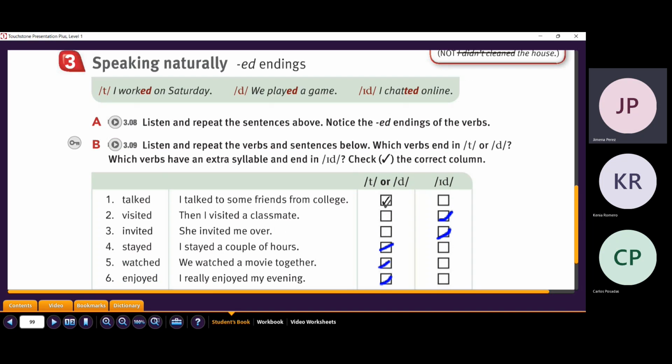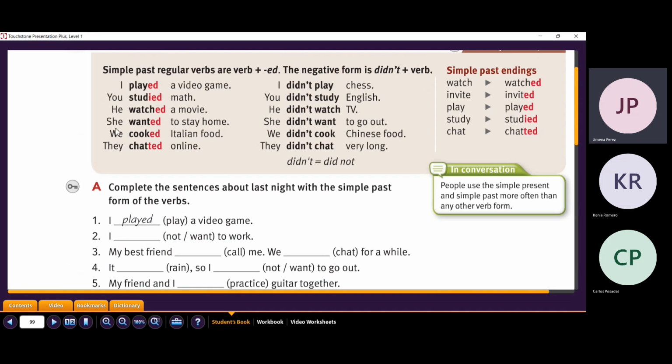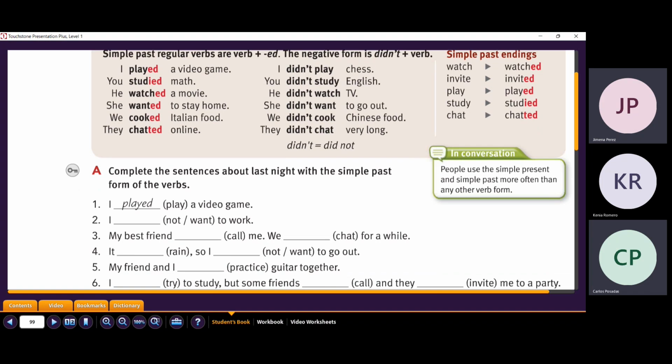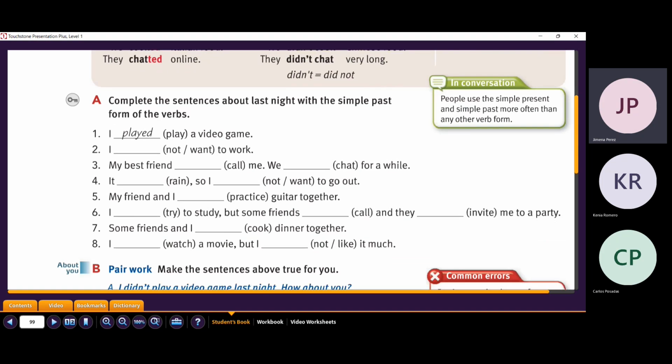A excepción de want, ¿no? Que es want, wanted, ¿no? Study, studied, ¿no? Pero casi la mayoría terminan con una T o una D, ¿no? Played, watch, cooked. ¿Alguna duda, alguna pregunta? No.